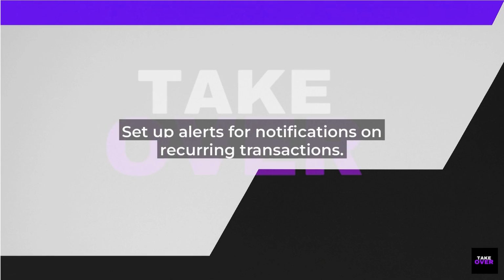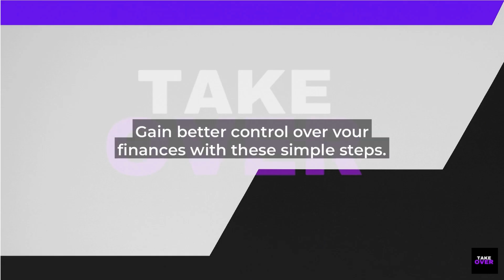Pro tip: enable alerts for recurring transactions so you get notifications straight to your phone. This way, you'll never miss a thing. And there you have it. By following these steps, you'll have a clear view of your recurring payments and better control over your budget.